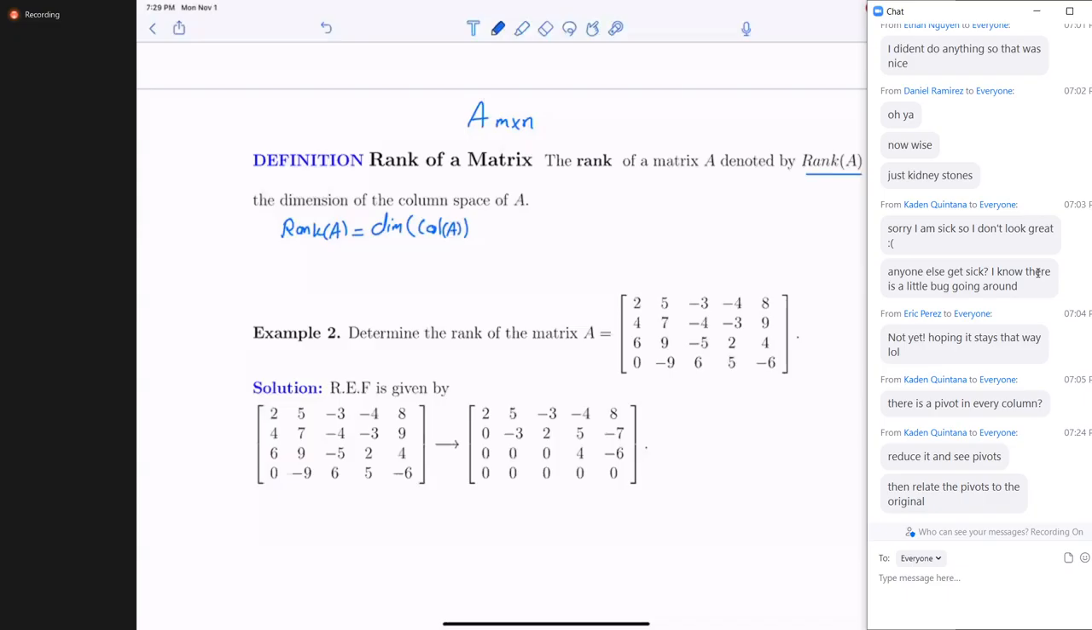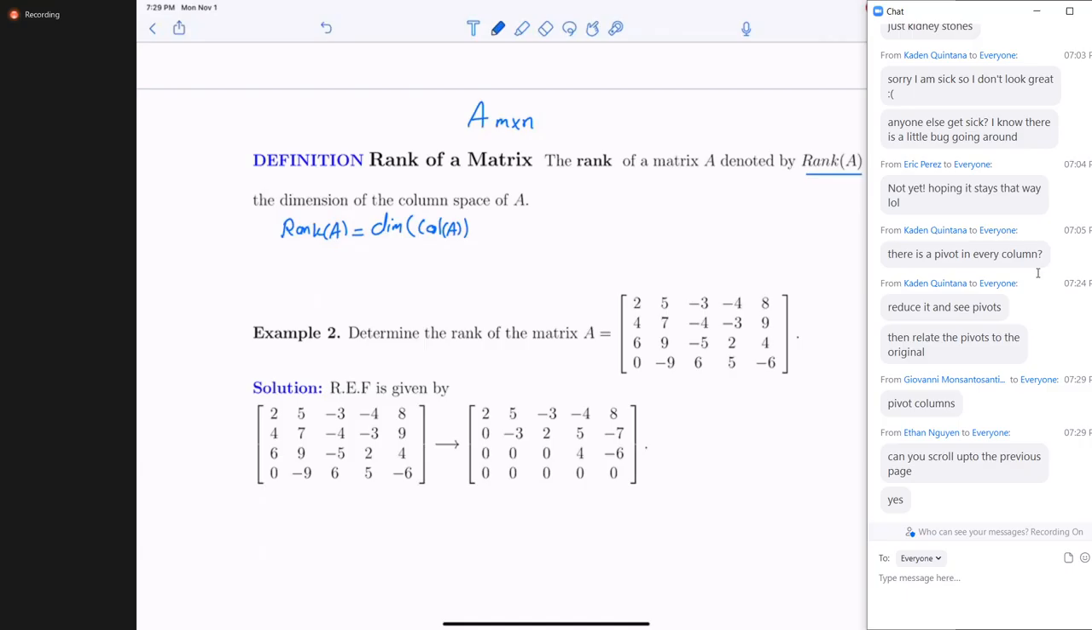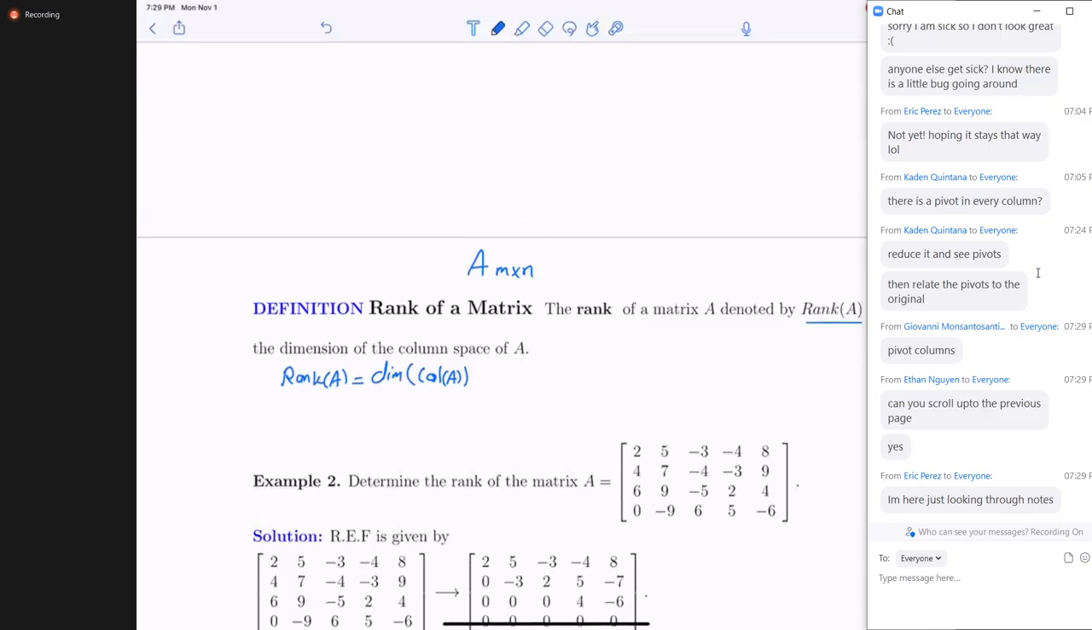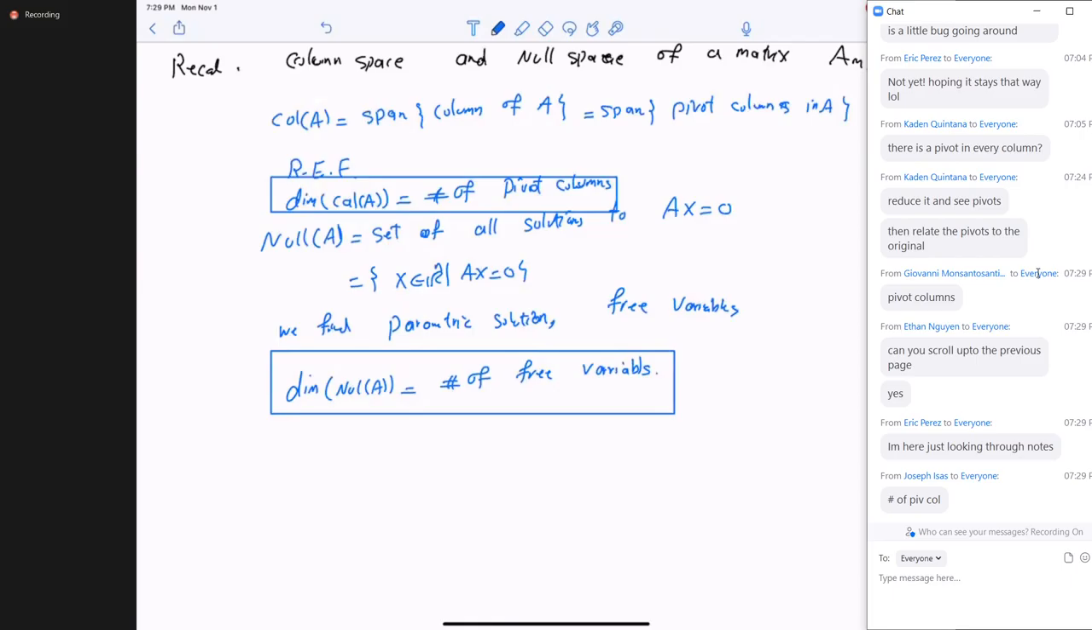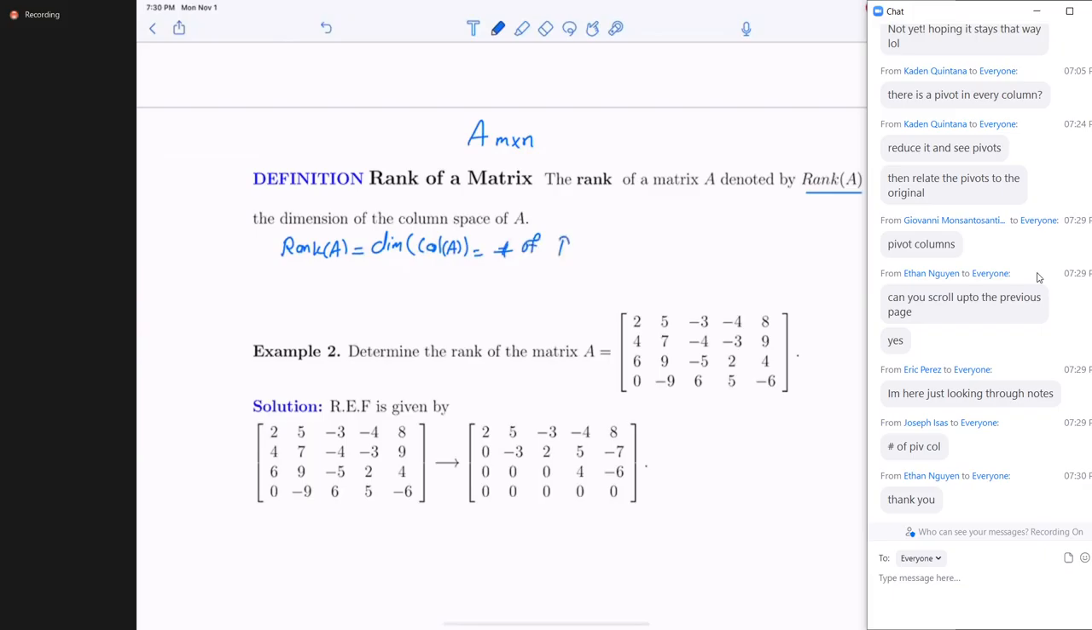Are you with me, guys? All right. Pivot columns. Yes, Giovanni. Do you need the previous page, Yuan? Number of the pivot columns, Joseph. Yeah, right. Okay, so we can say the rank of A is the number of pivot columns of A.